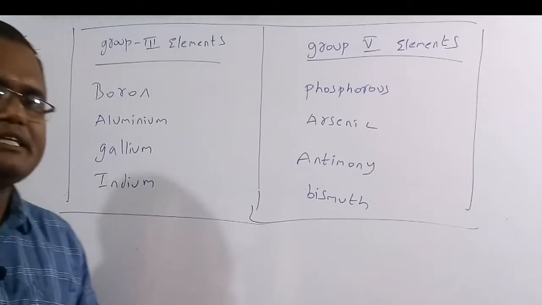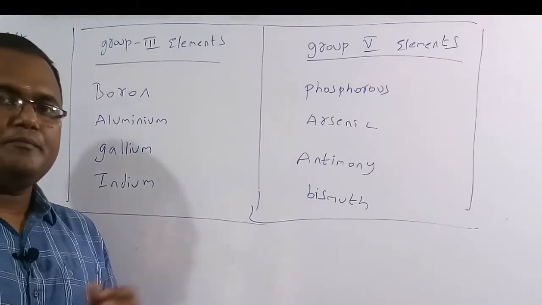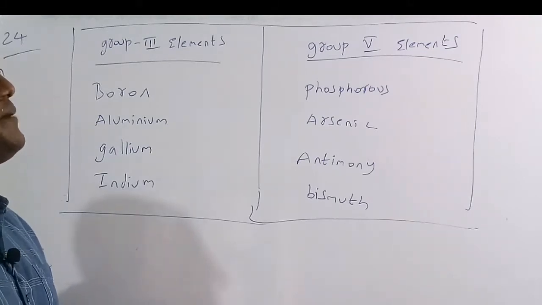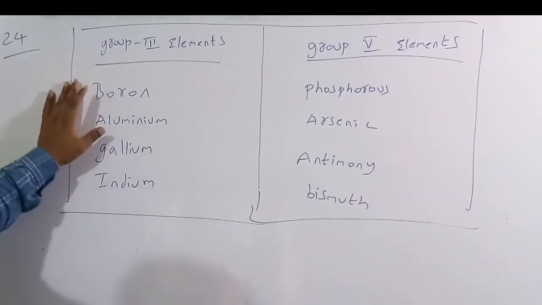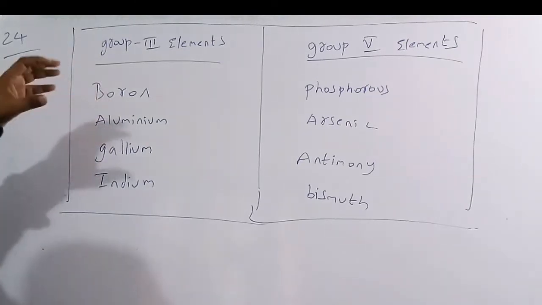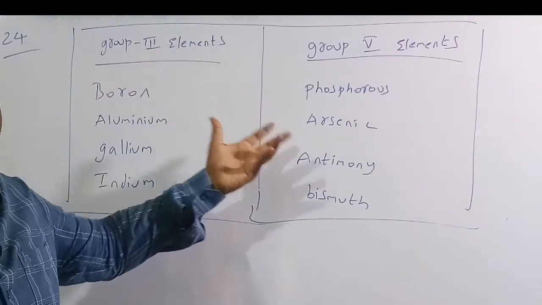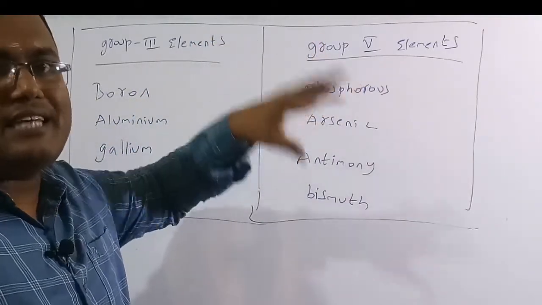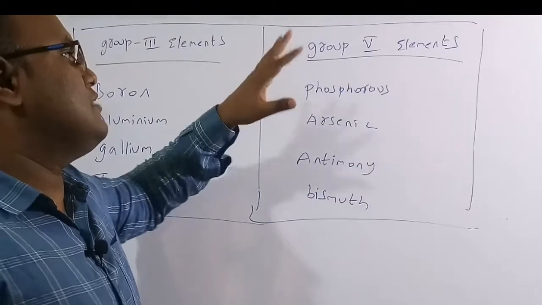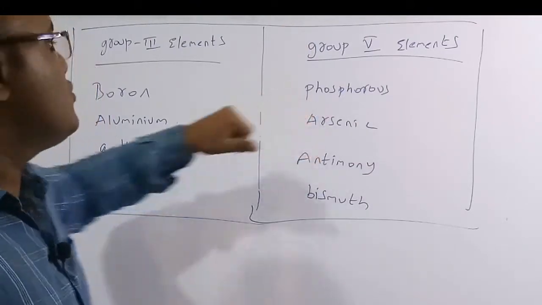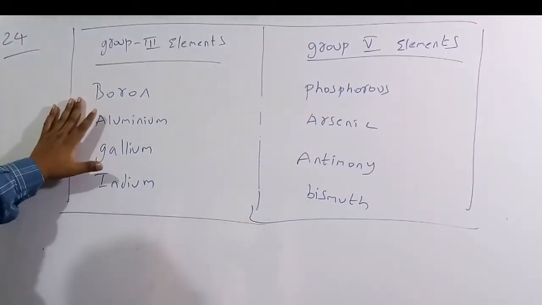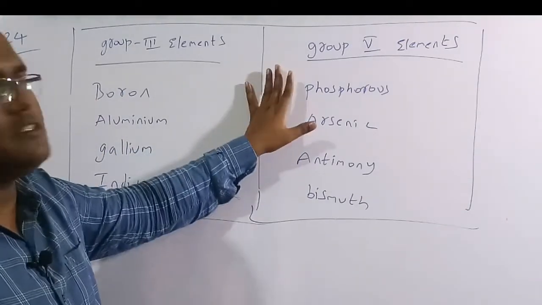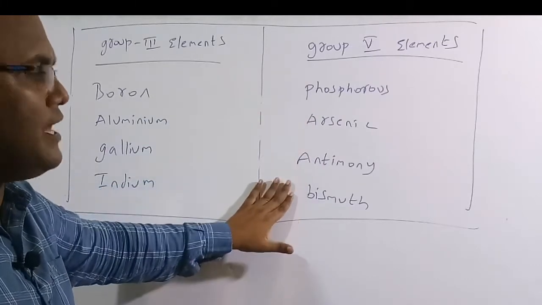So basically, if you want to get a p-type semiconductor from a pure semiconductor, you have to add group 3 elements as impurities. And if you add group 5 elements as an impurity to a pure semiconductor, then we get the n-type semiconductor. The group 3 elements in the periodic table are boron, aluminium, gallium and indium. And the group 5 elements are phosphorus, arsenic, antimony and bismuth.